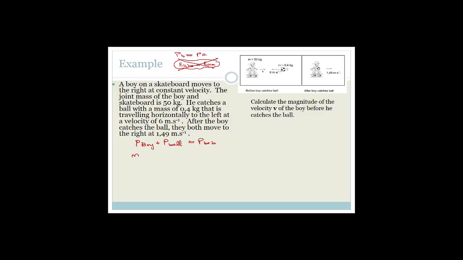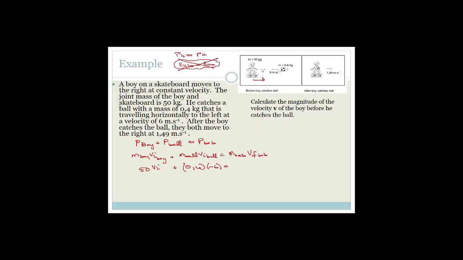So the mass of the boy, the initial velocity of the boy, plus the mass of the ball, initial velocity of the ball, is equal to the mass of the boy and ball, final velocity of boy and ball. Okay. So we again need to decide which direction is positive. So I'm going to choose the direction that the little boy goes in first to be positive, okay? So the mass of the boy is 50. His initial velocity, we don't know, plus the mass of the ball, which is 0.4, times its initial velocity, which is -6, is equal to the mass of the two of them together.